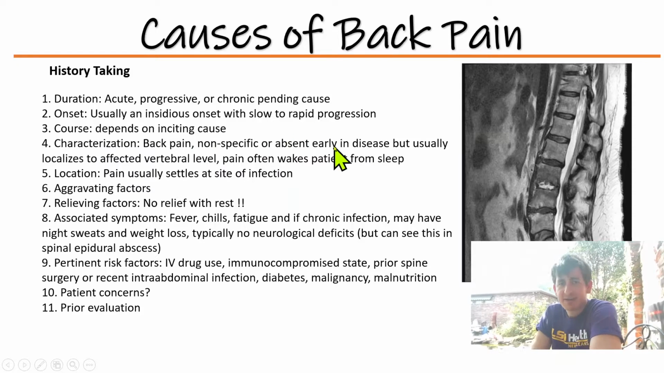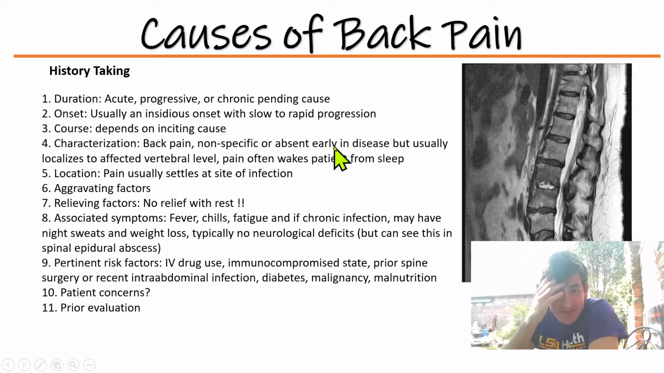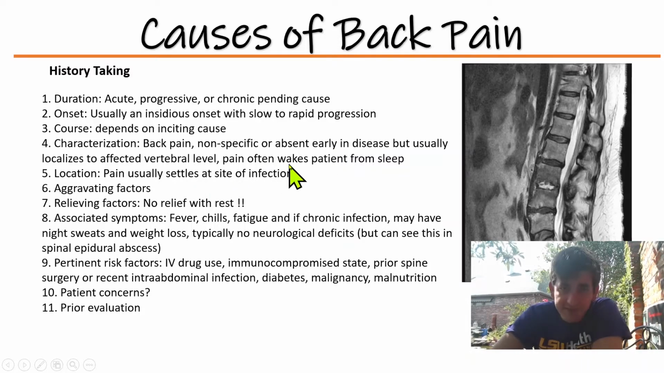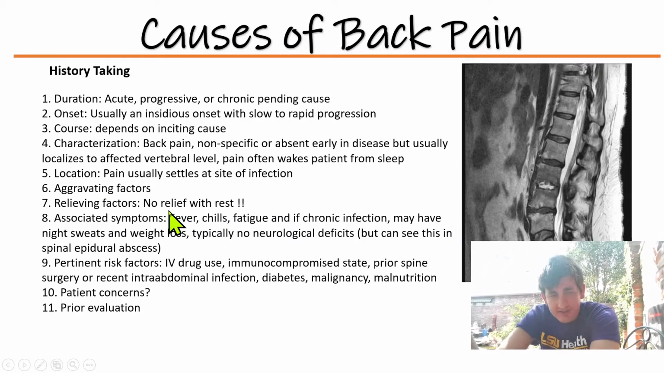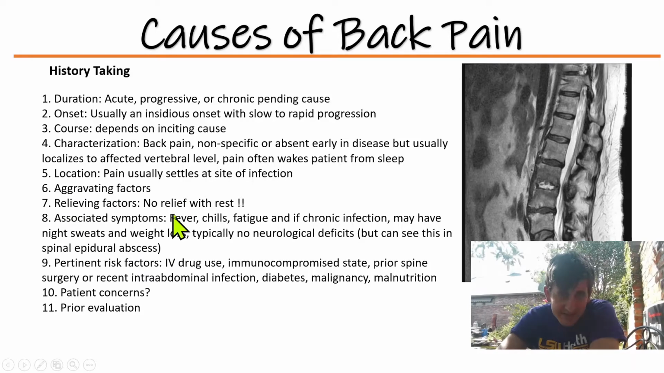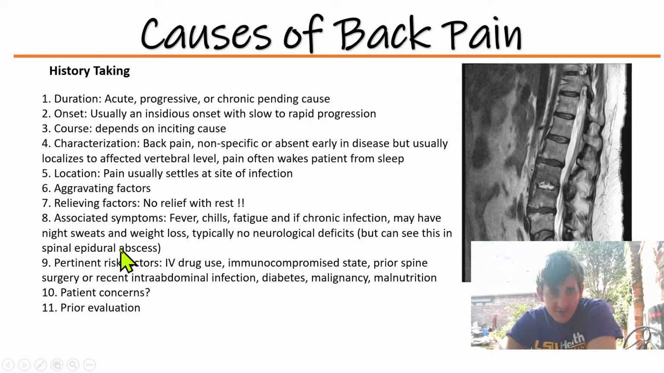So these patients will have back pain, non-specific or absent early in the disease, but usually localizes to the affected vertebral level, and pain will often wake the patient from sleep. The location of pain usually settles at the site of infection. Aggravating factors, I couldn't find any, because there is no relief with rest. So, you know, even resting, you don't get relief. So, associated symptoms: fever, chills, fatigue, and if chronic infection, may have night sweats, weight loss.